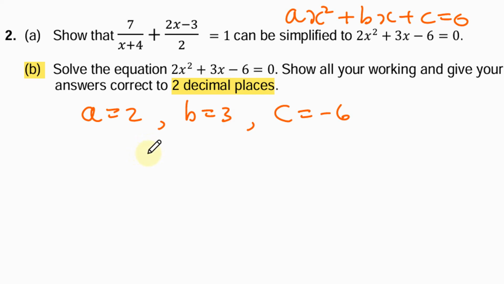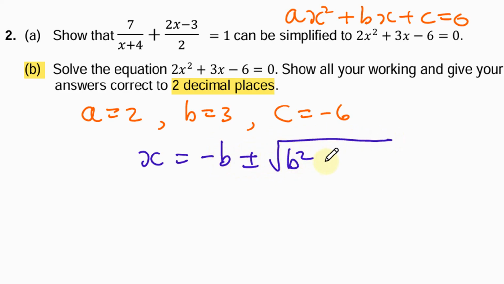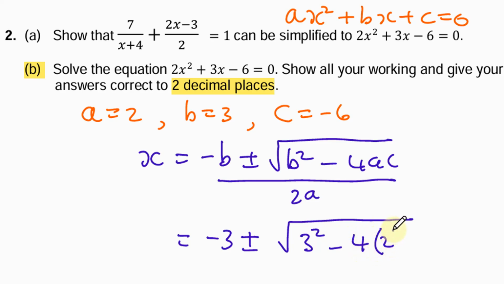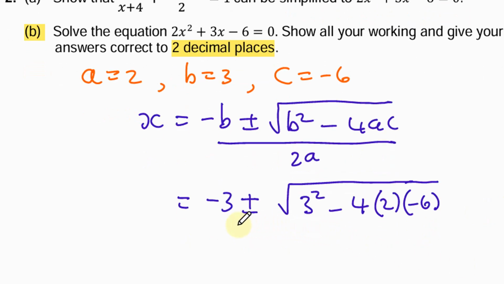Now we can write down the quadratic formula. x equals negative b plus or minus the square root of b squared minus 4ac, all over 2a. And we can plug in our values of a, b, and c. So b is 3, and here we have negative b, so it's negative 3 plus or minus the square root of 3 squared, minus 4 times a times c. This is all over 2a, so 2 times 2.